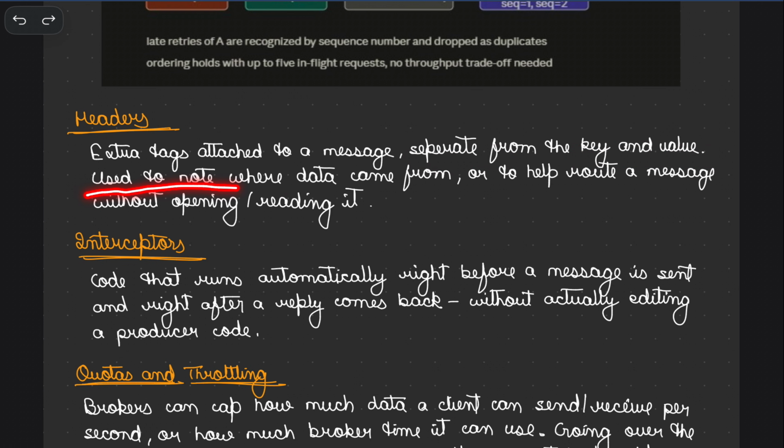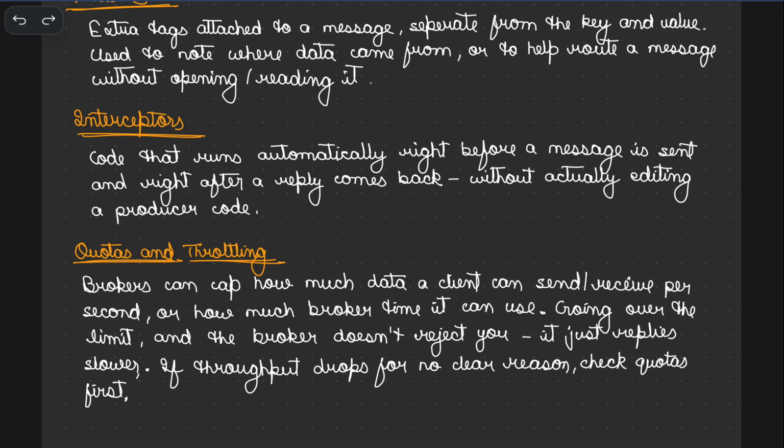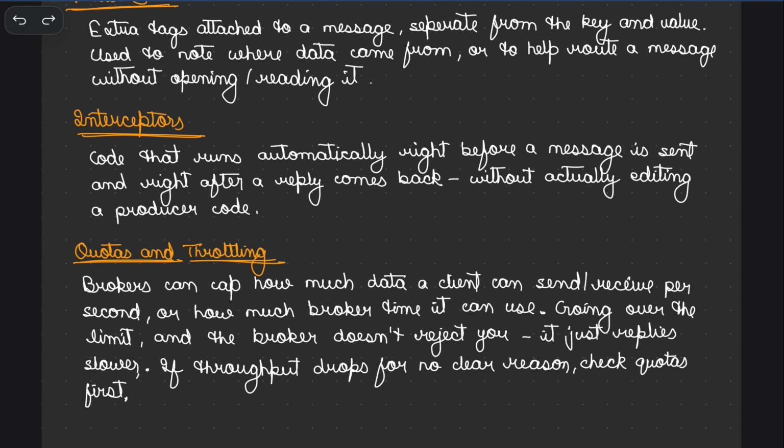Now it is used to note where data is coming from or to help route a message without opening and reading it. Header is just like metadata. Now let's understand what interceptors are. Interceptors are useful if we want a certain part to get executed before the main execution, or after the execution. On that use case, interceptors are helpful.